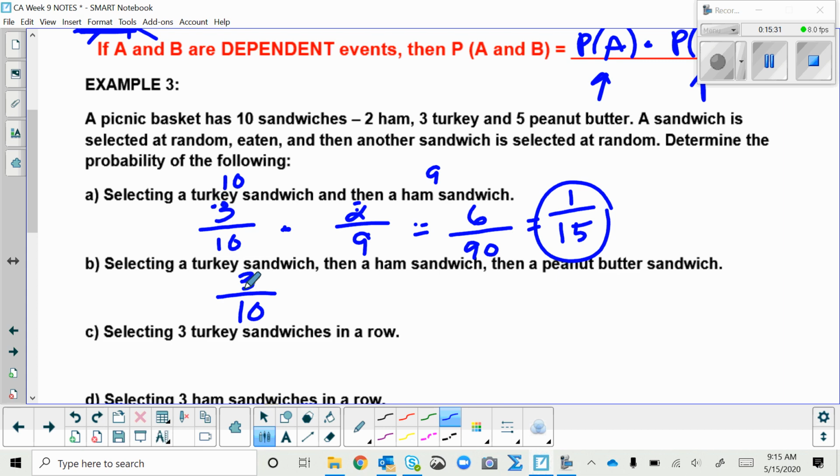Then a ham sandwich. Once the turkey sandwich is gone, there's 9 sandwiches left to choose from, 2 of which are ham. And then a peanut butter sandwich. Okay, well, we've already eaten 2 sandwiches. So once we get to our third choice, there are now only 8 sandwiches left to choose from. 5 of those are peanut butter. And we're going to multiply all those together.